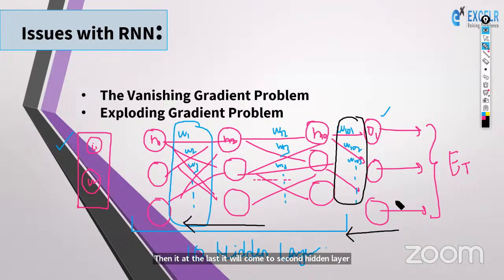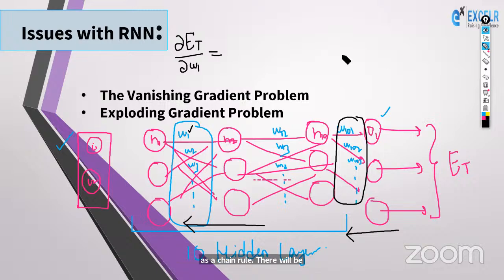And the weights are optimized with the help of the gradient calculation. So guys, if I want to optimize this weight W1, how many gradients will be there? That means the derivative of total error with respect to weight W1. If you expand this as a chain rule, a lot of gradients will be there.